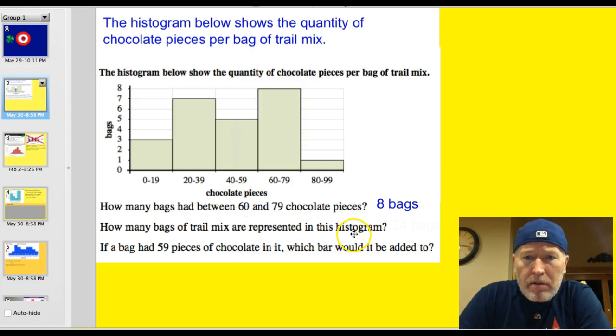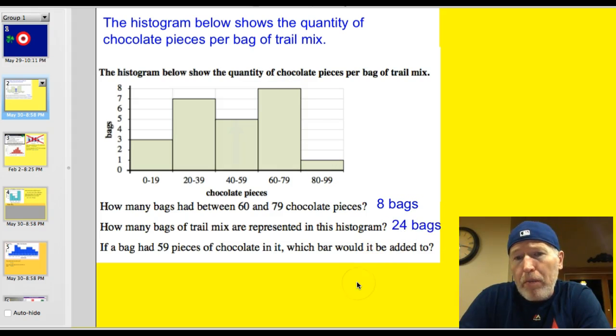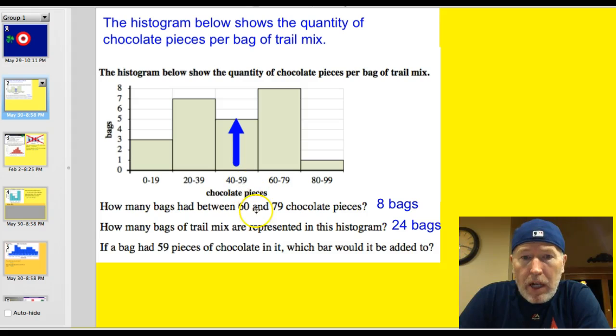How many bags of trail mix are represented in this histogram? Well, you could add up 3 plus 7 would be 10, and then this one here is 15, and then 15 plus 8 would be 23, and one more here would be 24 total bags represented. See how I did that? You're just counting up the bags by looking across at the bars, or the buckets, as Sal Khan refers to them. If a bag had 59 pieces of chocolate in it, which bar would it be added to? Well, that'd be pretty simple, right here, 40 to 59. It would go right here, because this next one is at 60. All right, I've interpreted 3 different questions on a histogram.